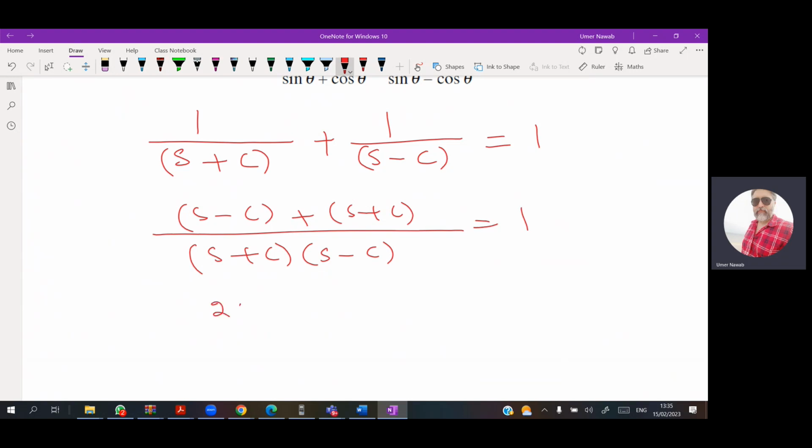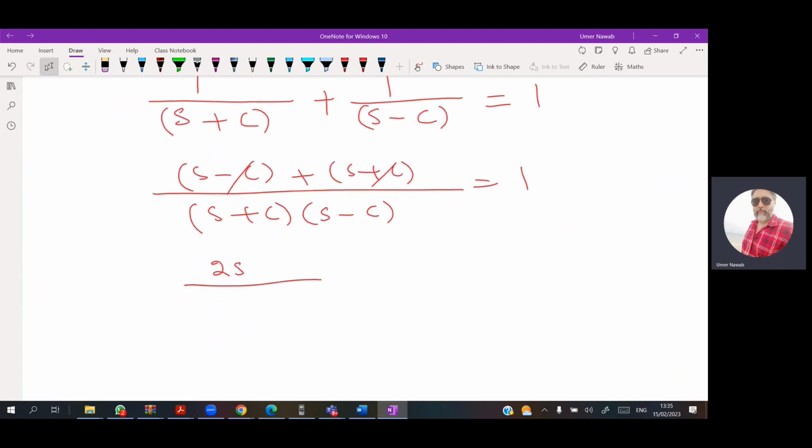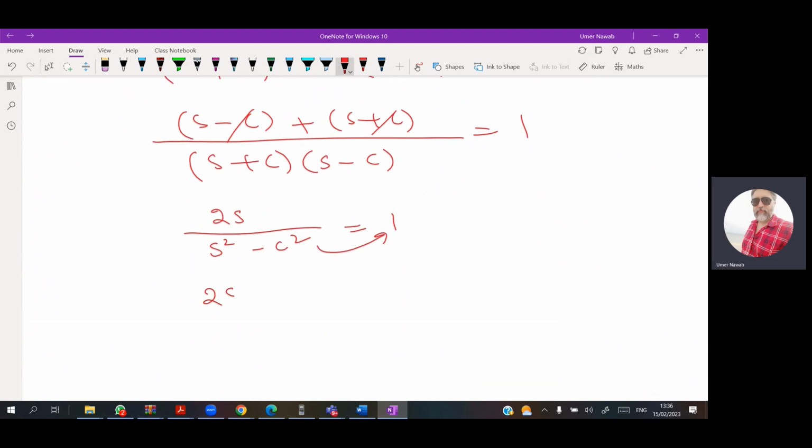And this is 2S, and the C's will be cancelled. So 2S will be left on the top. And in the denominator, I have a difference of two squares formula, which is S squared minus C squared, is equal to 1. Send it here. So it gives you 2S is equal to S squared minus C squared.